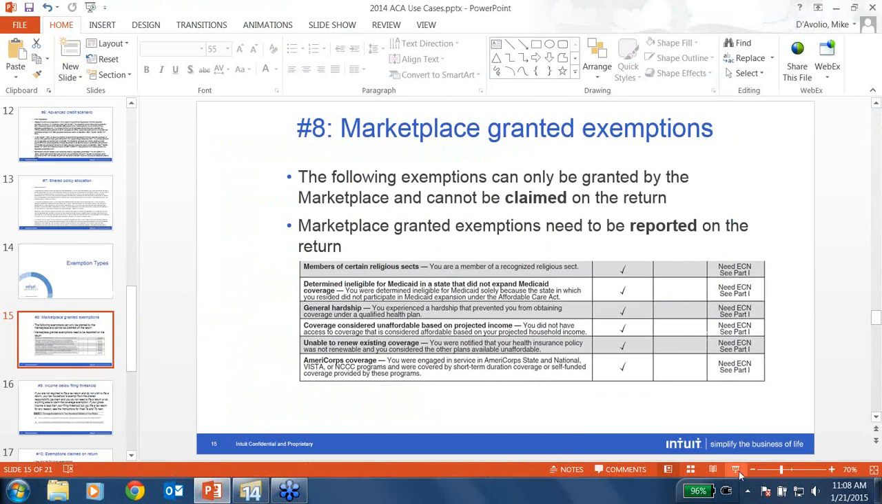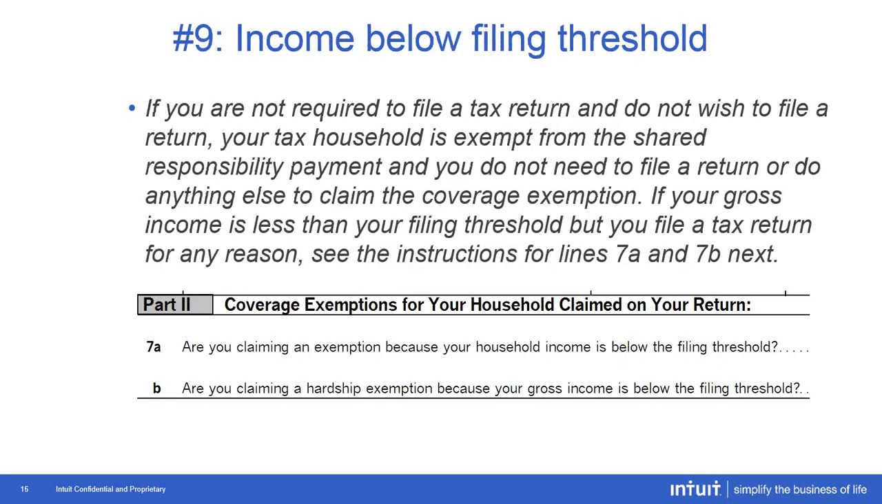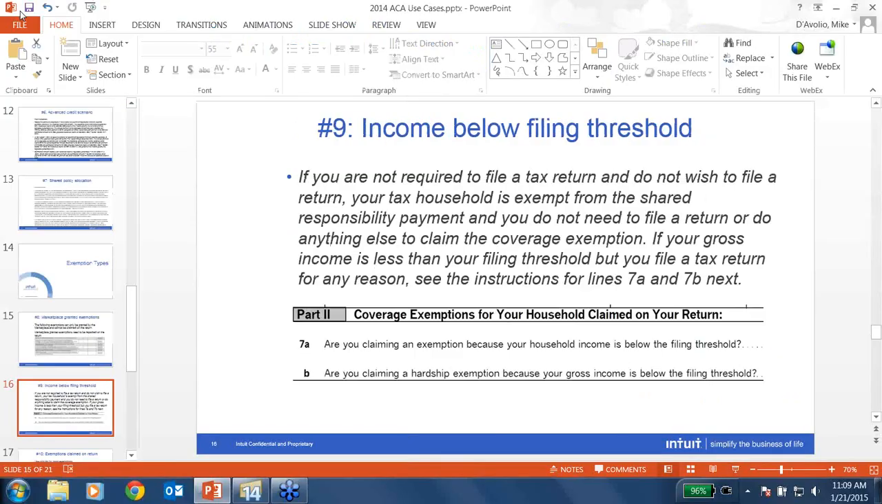Okay, next we go to use case number 9, the exemption for income below the filing threshold. If you're not required to file a tax return and do not wish to file a return, your tax household is exempt from the shared responsibility payment, and you don't need to file a return or do anything else to claim the coverage exemption. If your gross income is less than your filing threshold, but you file a tax return for any reason, you're going to use Form 8965 Part 2. And this is automatically calculated by the software.